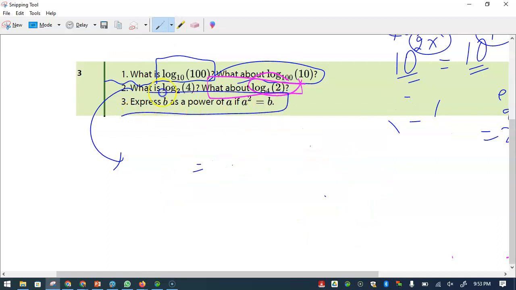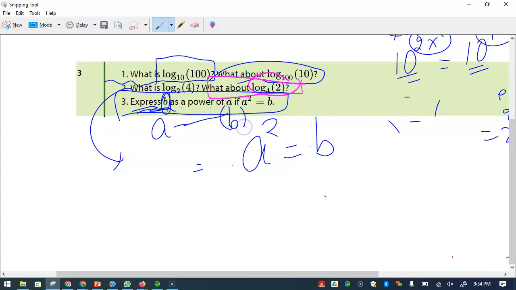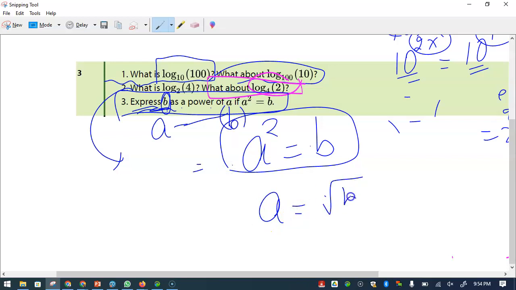And finally, let's see how we write this. Express b as a power of a. So the third one is a squared is b, right? And there's a slight confusion. So this should be express a as a power of b. It means a is the square root of b, or you can write b raised to 1 half, and that's all it is. So that's a simple question. Let's go.